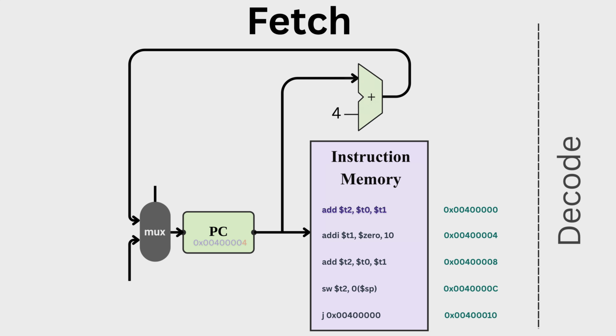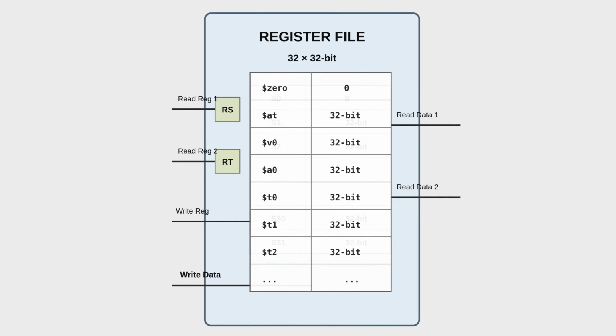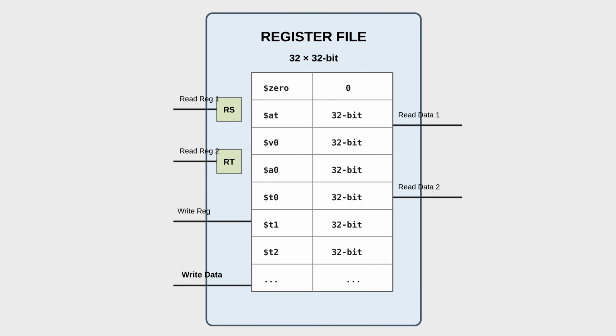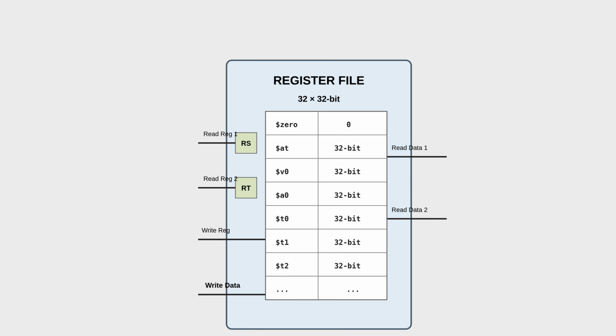But before we decode the instruction, let's first understand another important component of the processor, the register file. The register file is a small high-speed memory inside the CPU that contains 32 registers, with each register capable of storing 32 bits of data. These registers hold the values that instructions operate on. Now suppose the fetched instruction is add T2, T0, T1.